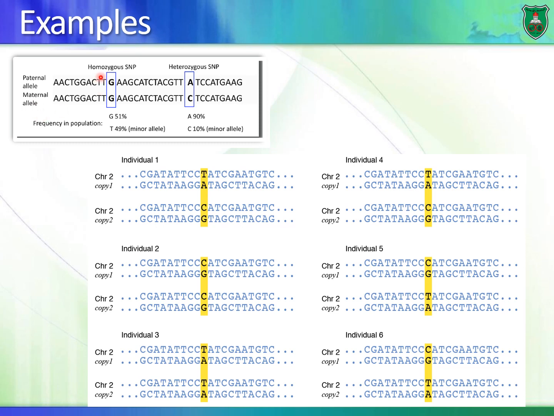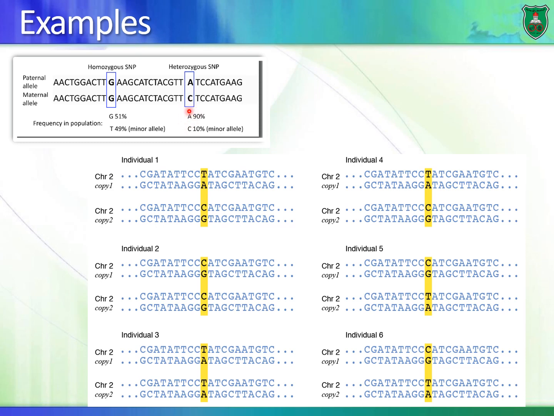So we said that this person is homozygous for this particular SNP. Now let's look at another sequence, another location, and we would notice that the paternal allele contains an A, the maternal contains a C. So we say that this person is heterozygous for this particular SNP.